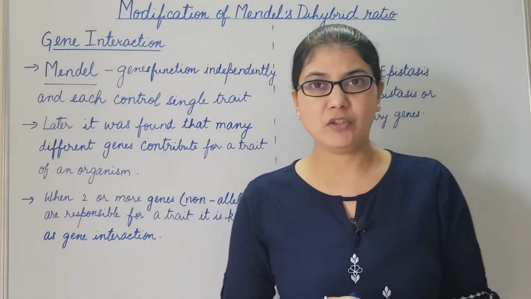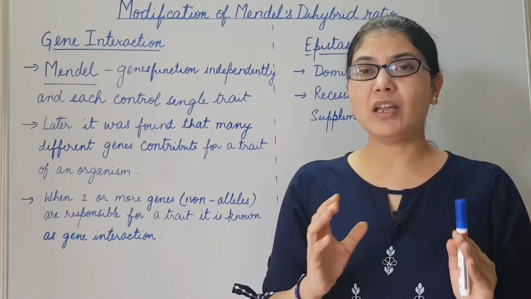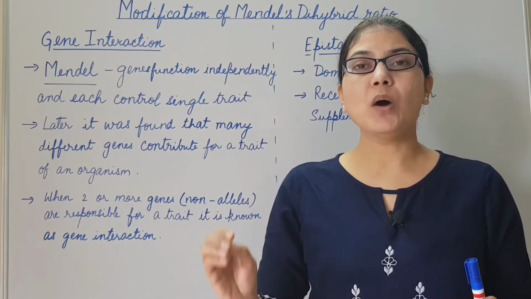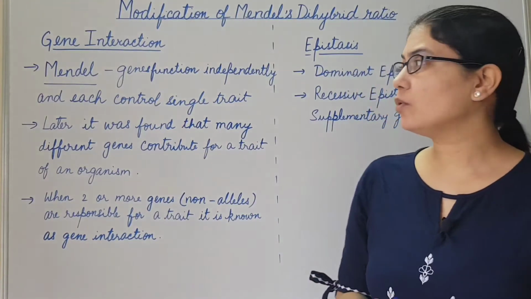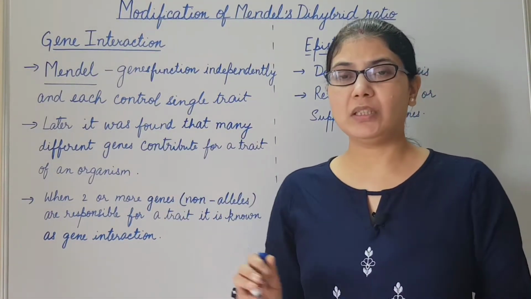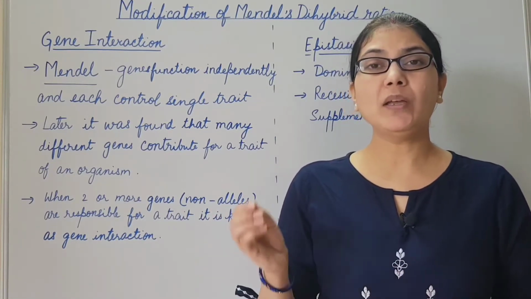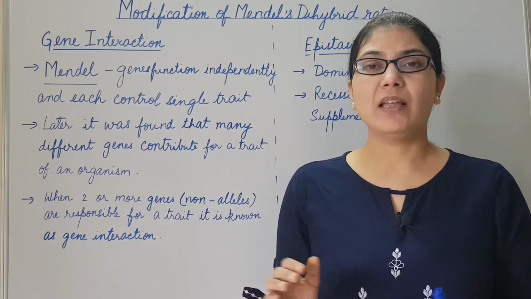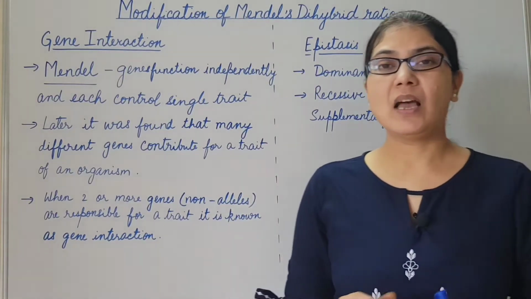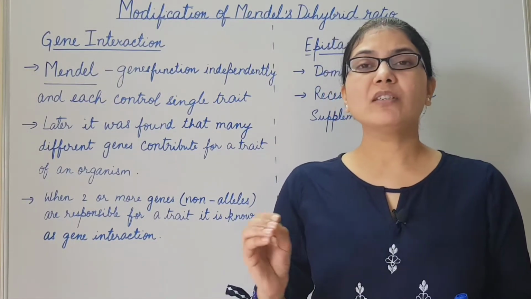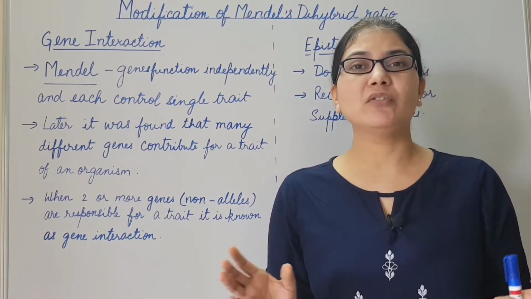What is gene interaction? Earlier, according to Mendel, genes function independently and one gene is responsible for a single trait. But later it was found that many different genes together contribute to a single trait in an organism. When two or more genes that are present on different loci, that is, they are non-alleles, are responsible for a single trait in an organism, then it is known as gene interaction.